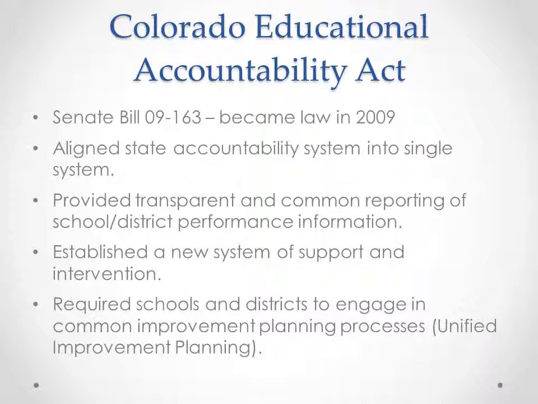The Colorado Educational Accountability Act, or Senate Bill 09-163, became law in the spring of 2009. This law was intended to align state accountability into a single system, provide transparent and common reporting of school and district performance information by the state, and establish a new system of support and intervention for schools and districts needing improvement. It also requires Colorado schools and districts to engage in a common improvement planning process for the first time. This was called Unified Improvement Planning.